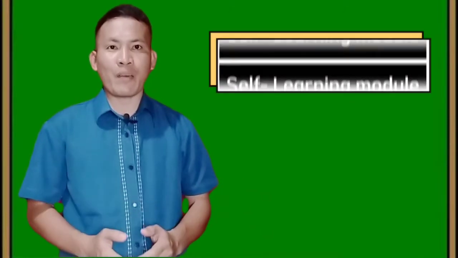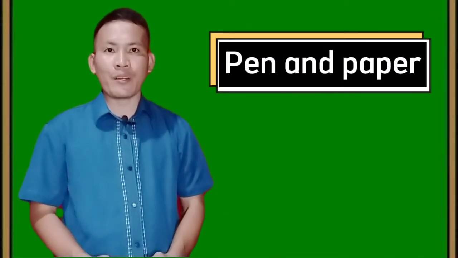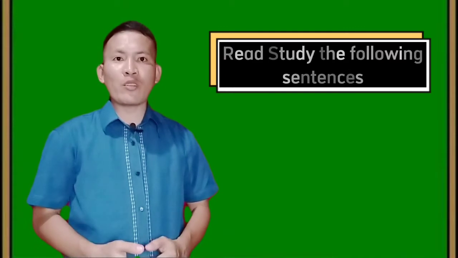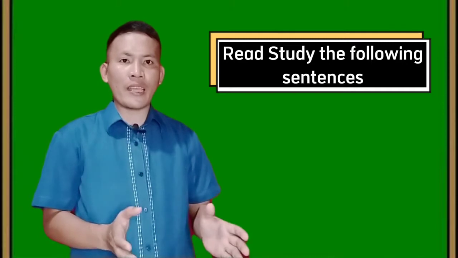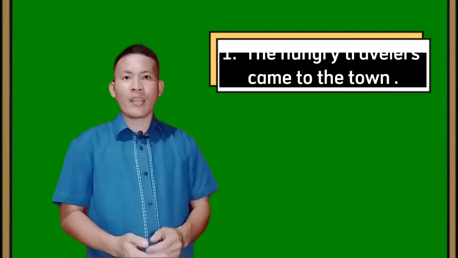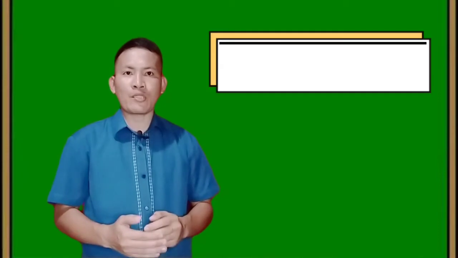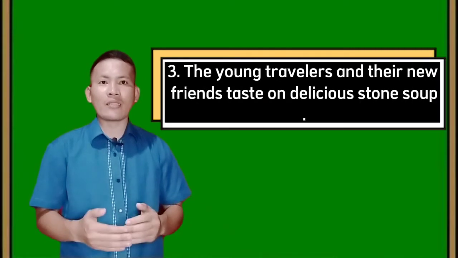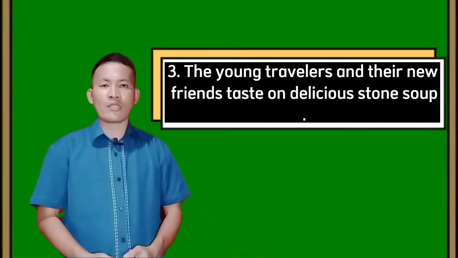So, this time, I want you to get your self-learning module, pen and paper, and pay attention to our discussion for today. Now, I want you to read and study the following sentences. These sentences were taken from the story entitled The Stone Soup. The first sentence we have, the hungry travelers came to the town. Number 2, what they were cooking. And number 3, the young travelers and their new friends taste on the delicious stone soup.